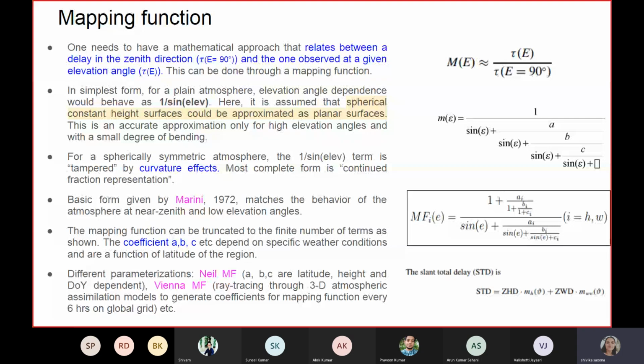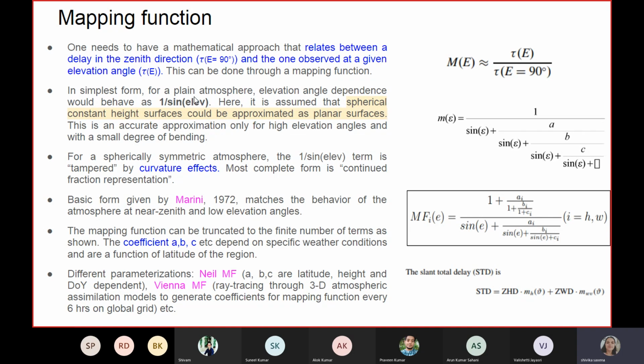So we need to use a slightly more complex form of mapping function. Since there is a curvature in the earth's surface, we need to have a continued fraction form. Again and again the bending is happening, so we will have a continued fraction form of the mapping function: 1 upon sine elevation, continued 1 upon sine elevation, 1 upon sine elevation. Okay?